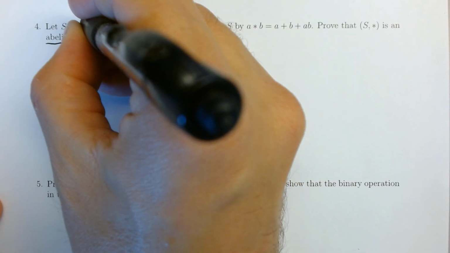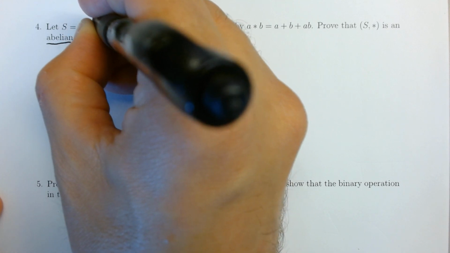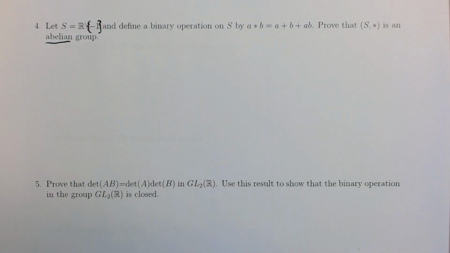A little typo here. This should just be the set that we're looking at for our group is all real numbers except for the number -1. So just take the real number line, pluck out -1. Those are the elements that we're looking at.